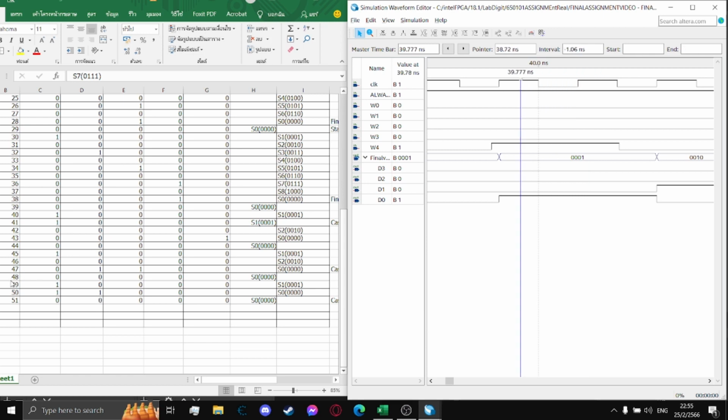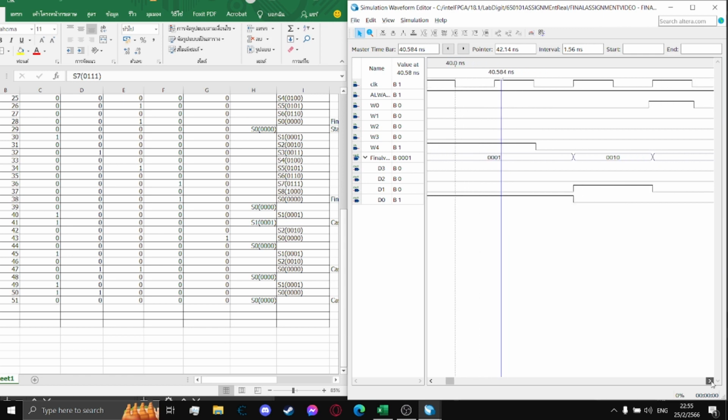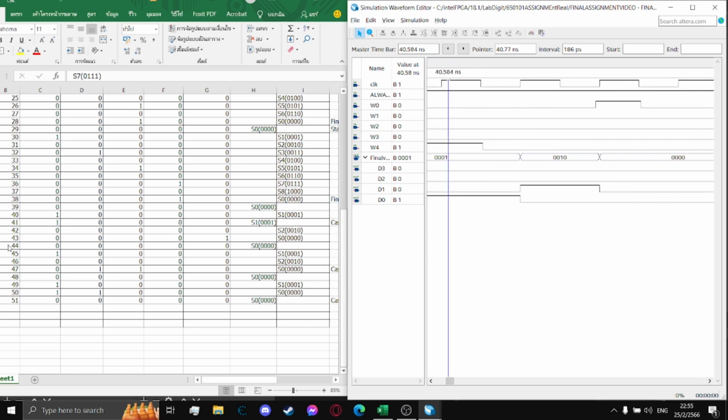In clock 40, if you still hold the button, if you press 1, they will go to state 1. And then if you still hold the button, they will stay in state 1, like my result 0 0 0 1, like this. Then go to next clock.